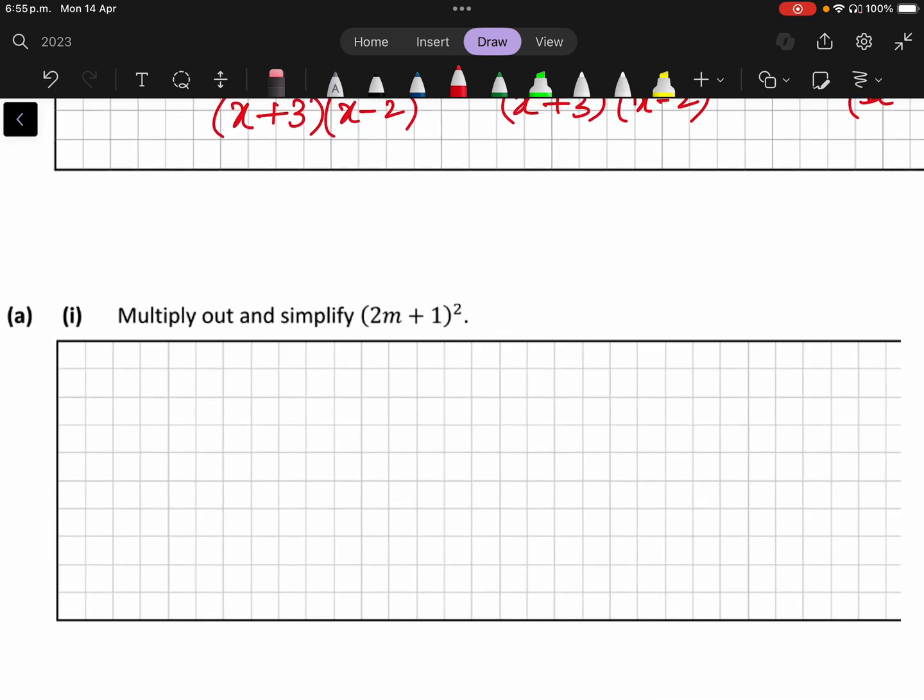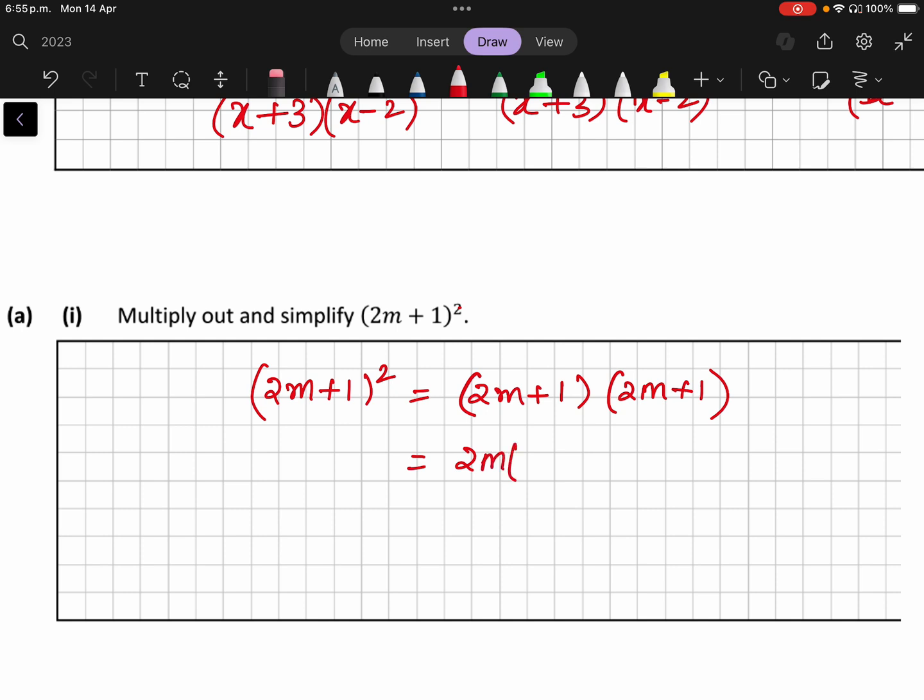Multiply out and simplify 2m plus 1 the whole square. Very easy question, which we have worked on starting from junior cert. So whenever you see there's a square here, 2m plus 1 the whole square, how do you simplify it? You just write it as 2m plus 1 times 2m plus 1. There's another method which we can work with, I will show it after this. So this is the basic method, okay?